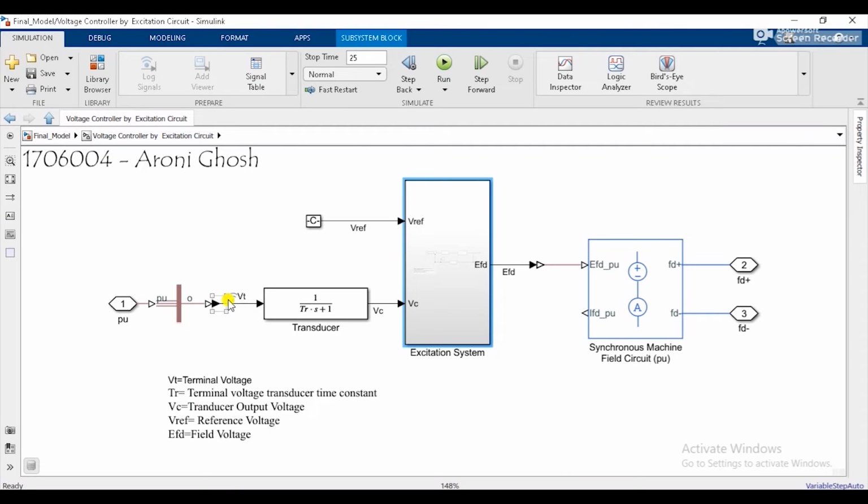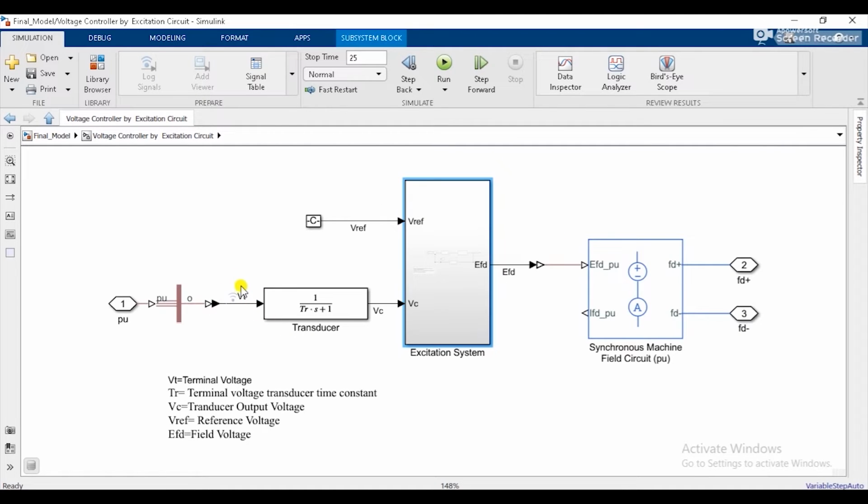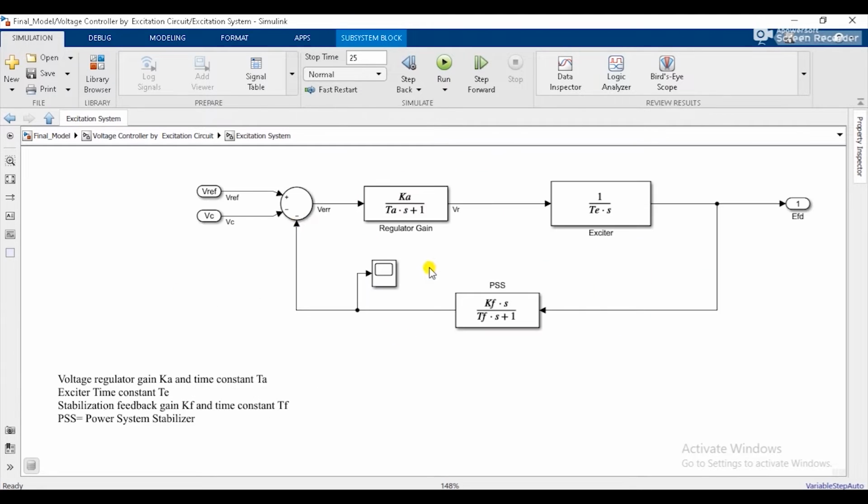To control the terminal voltage, we have designed an excitation system where the main components are regulator, exciter, and a system stabilizer. Here, the terminal voltage is sensed and reduced to a DC quantity by a transducer, which is modeled by a time constant here. Output VC and reference voltage are the main inputs in this excitation system. At this point, VC is subtracted from the reference voltage to produce an error signal.